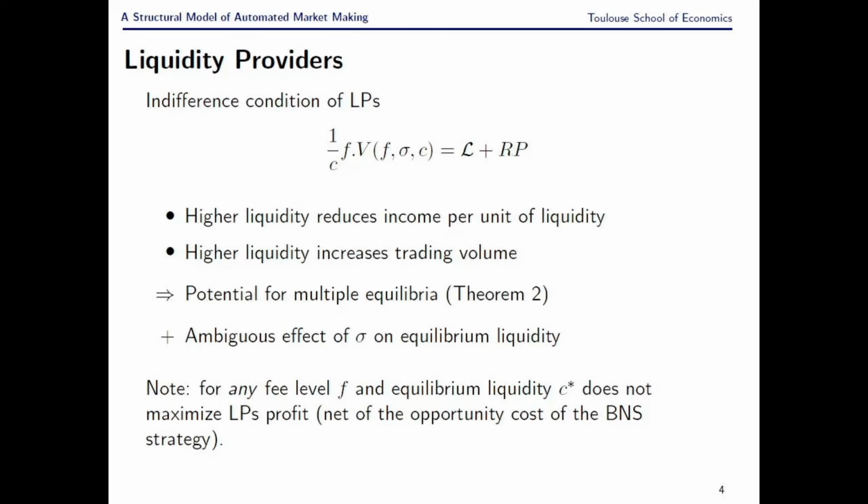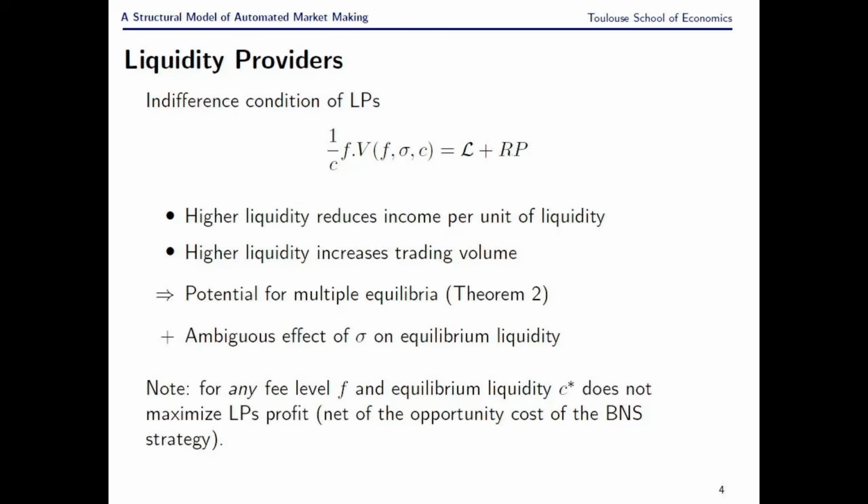Now if you think about the effect of C, so suppose I move this liquidity around, you can see that it's ambiguous, right? Because on the one hand, there's this effect here, which is purely mechanical. If there are more liquidity providers, they're going to share the same revenue among more units of liquidity, so it's going to push your yields down.